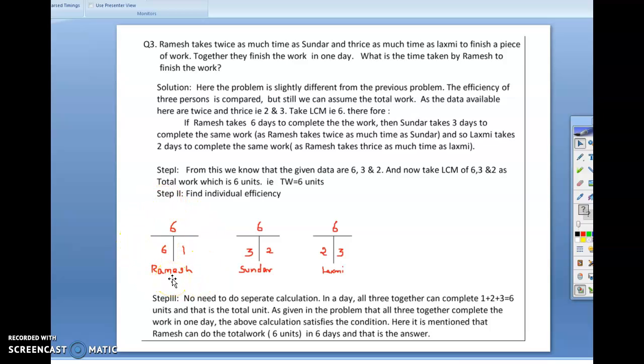The question asks us how long Ramesh will take to finish the work. So 6 units, Ramesh is going to do 1 unit per day, so Ramesh will be taking 6 days, that's it. So the answer is 6 days Ramesh can finish the work.